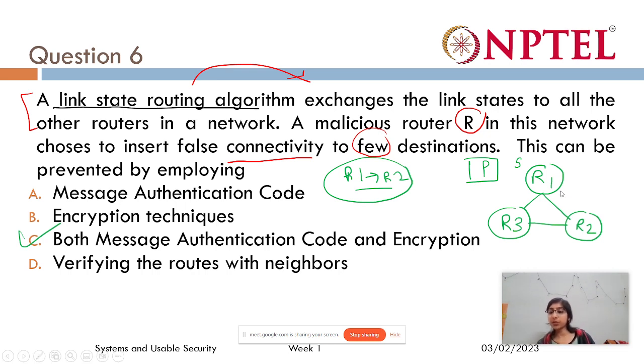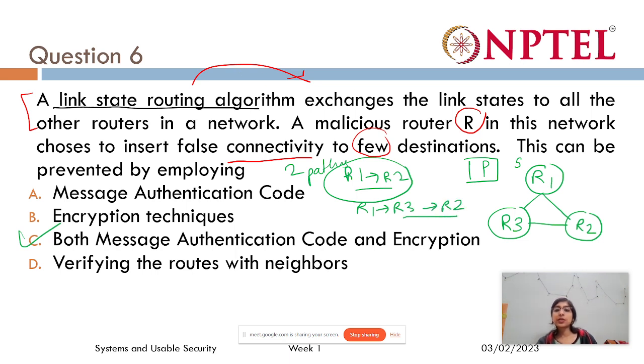Please unmute yourself and discuss with me. Help me in solving this question. What are the 2 data paths by which this packet can go from R1 to R2? R1 to R2 directly and R1, R3, R2. Correct. So we have 2 paths here, R1 to R3 to R2, as someone pointed out correctly.